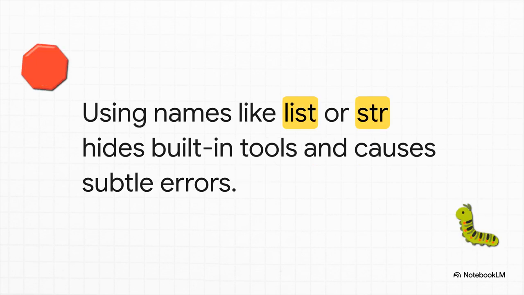Speaking of massive headaches, you definitely want to avoid shadowing built-in names. Python has all these built-in functions and types, things like list, str, dict, and id. Because Python won't actively stop you, you could theoretically just name your own variable list. But if you do that, you completely hide the actual built-in list tool from the rest of your program, and that causes incredibly subtle bugs that are just a total nightmare to track down. Always use descriptive names like my_list or items instead.